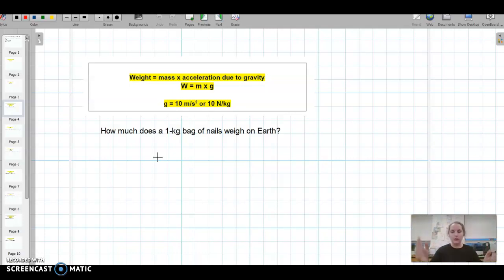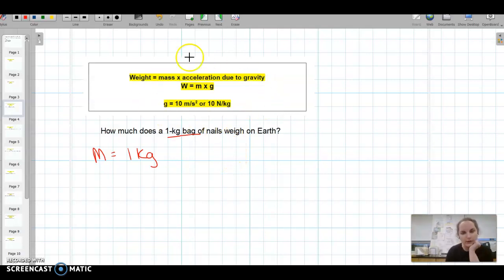The first thing I want to ask you is, what are we given in the problem? Awesome, we are given mass. So let's write down mass is equal to 1 kilogram. How do we know that we are given mass? Well, we're given a 1 kilogram bag of nails, and we know that mass is measured in kilograms.